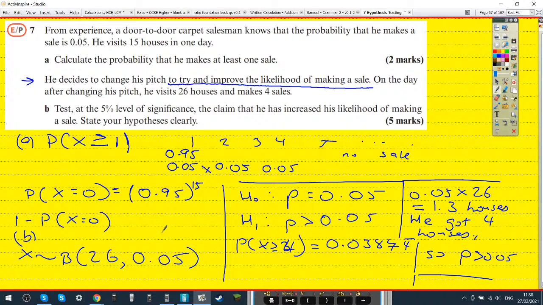It doesn't increase. Compare it to the significance level. The significance level is 0.05, that means that's lower than 5%. So that is less than 5%, which therefore means there's a decrease in the likelihood of making a sale. H null, H1.